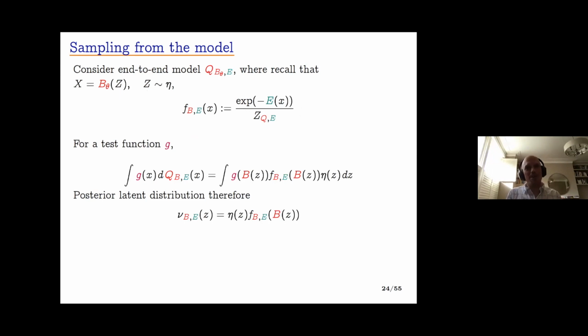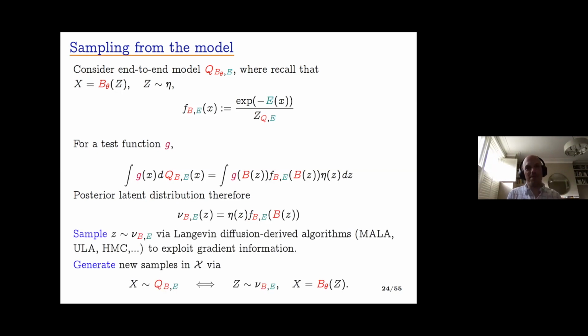So if we wanted to compute expectations of a test function, so some function G on the space X, with respect to this model Q_{B,E}, this is how we would do it, right? We would draw Z from eta, we would pass the Z through our B, we'd compute G on that, and we'd importance weight it by F_{B,E}. So that tells us the form of the posterior over Z. It's the eta, which is the noise that passes into our network, multiplied by F, evaluated at B of Z.